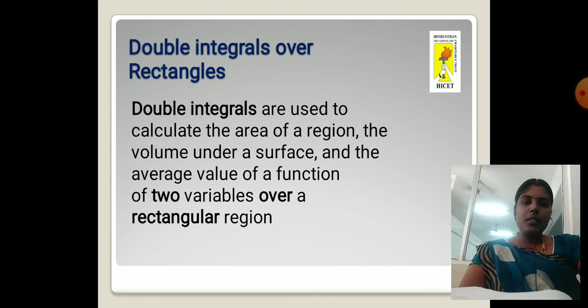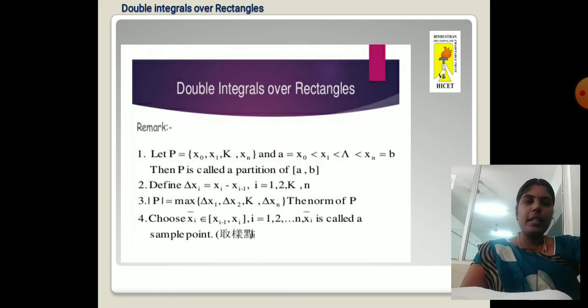See the next topic, double integrals over rectangles. Double integrals are used to calculate the area of a region, the volume under a surface, and the average value of a function of two variables over a rectangular region. This is called a rectangular region. There are 6 notes on the rectangular region.